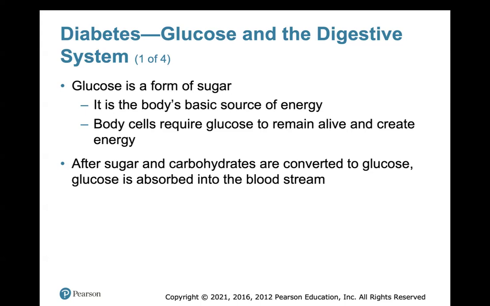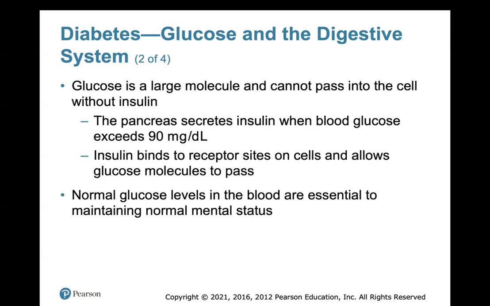After sugar and carbohydrates are converted to glucose, it's absorbed into the bloodstream. That's how the body carries it throughout to fuel its cells and use it for energy. Glucose is a very large molecule, and as such, it cannot pass into the cell on its own. That's where insulin comes in.